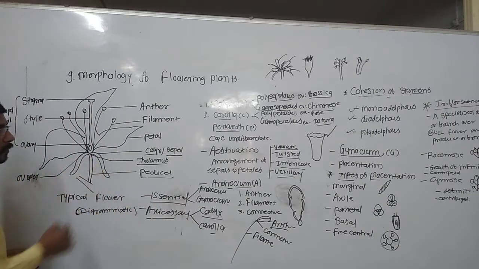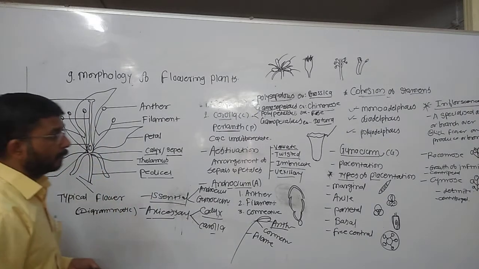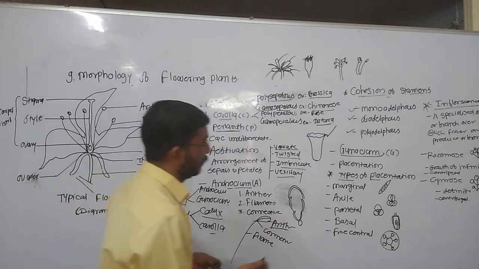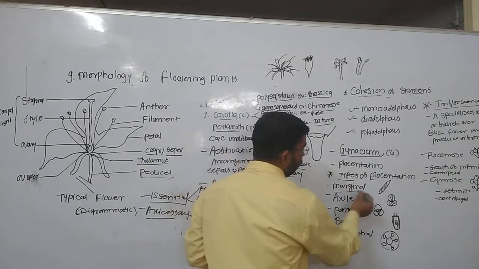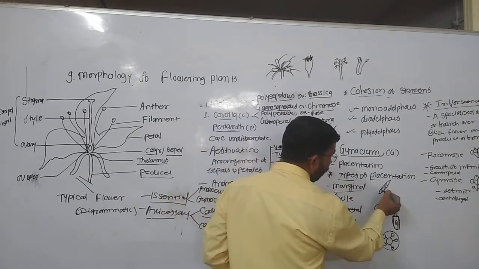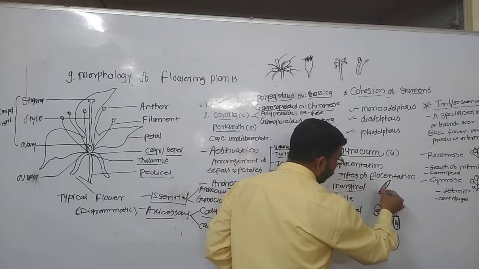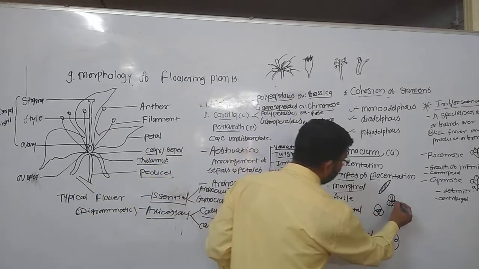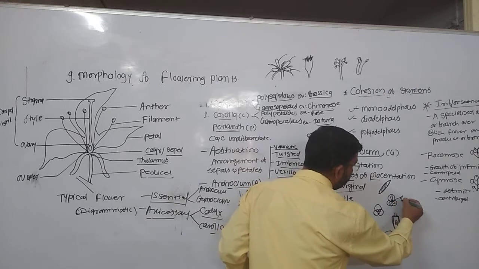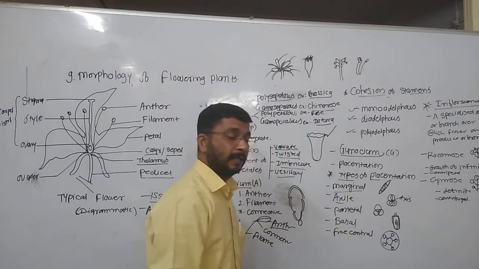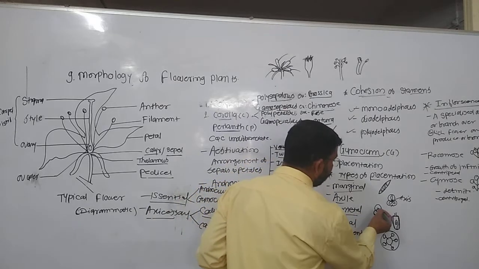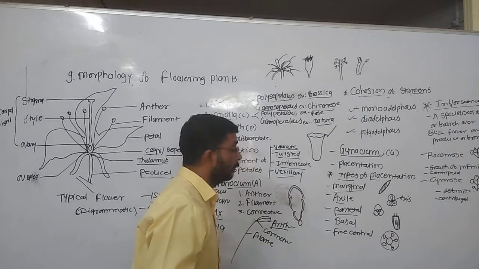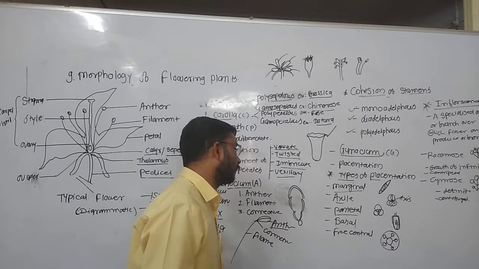The arrangement of ovules on the ovary margin is called placentation. Types of placentation: marginal, because the placenta is attached to the margin, that's why we call it marginal placentation. Then axile placentation: the placenta is attached to the axis, that's why we call it axile placentation. Parietal placentation: the placenta is attached to the periphery, the parietal region, that's why we call it parietal placentation.